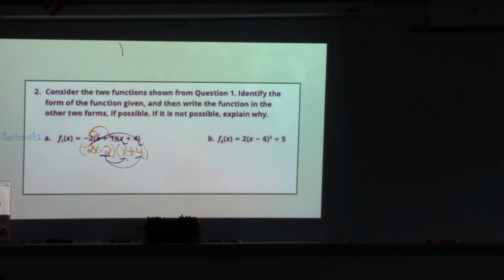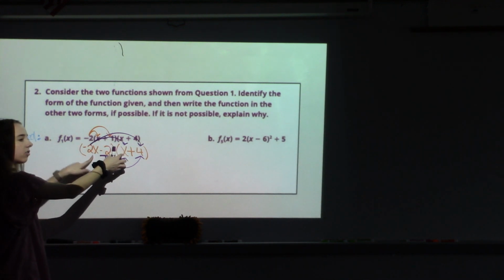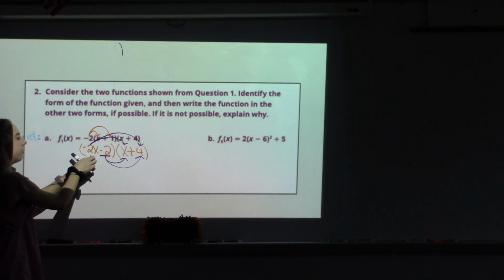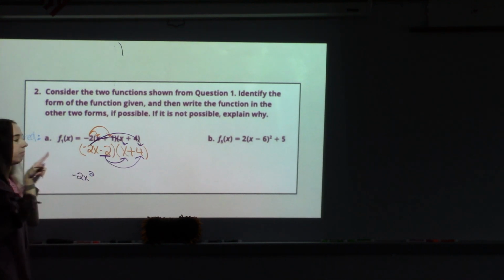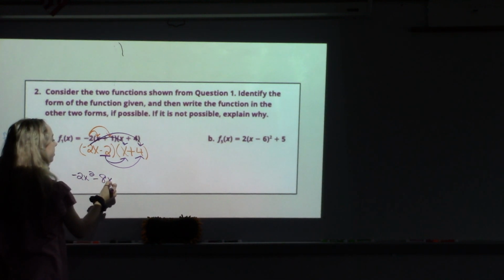Yeah. Okay, so now let's actually do it. Let's do this first. Negative 2x times x, negative 2x squared. Now do this, negative 2x times 4, negative 8x.